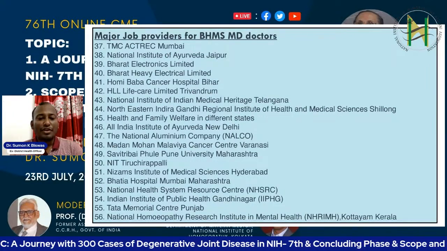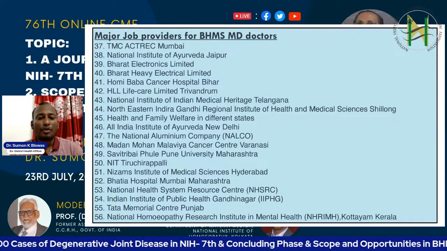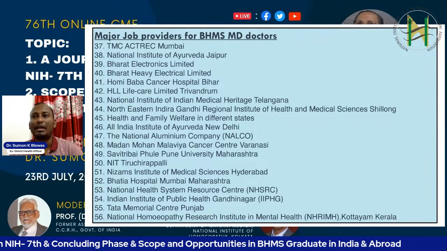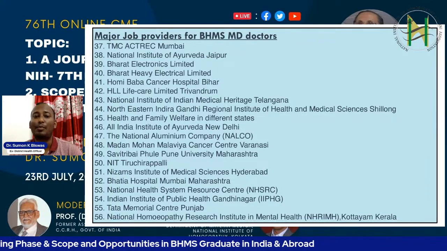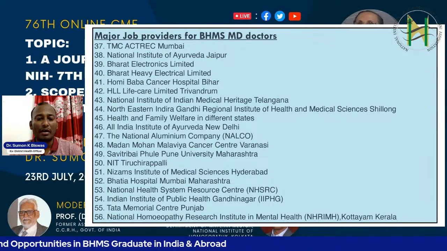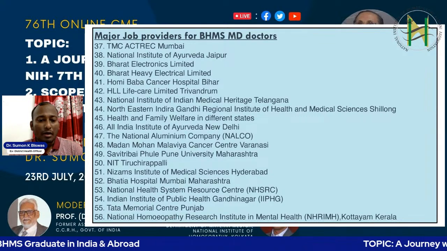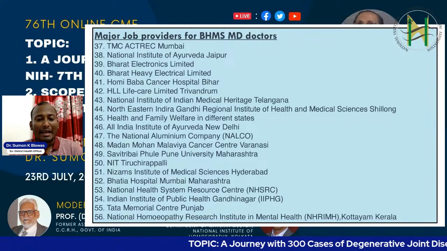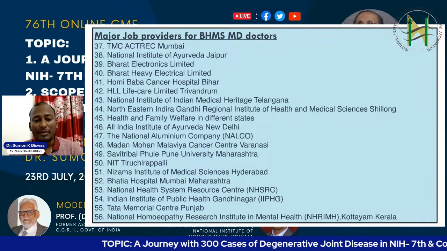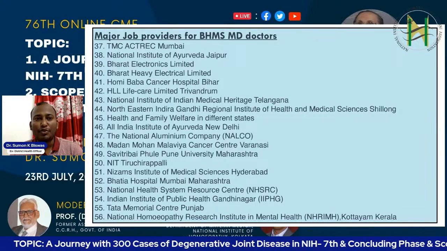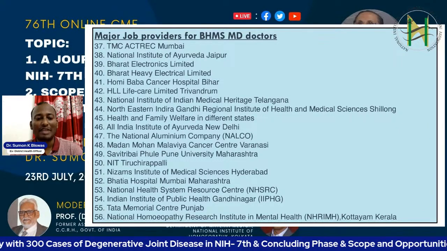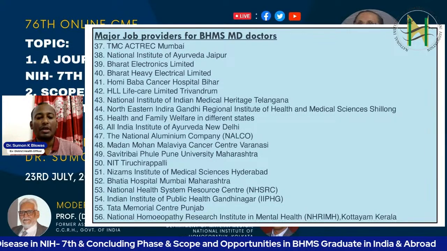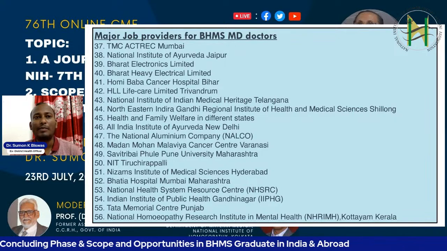The National Institute of Ayurveda in Jaipur also has opportunities. Bharat Electronics Limited, Bharat Heavy Electricals Limited, Homi Bhabha Cancer Hospital in Bihar, even Homi Bhabha Cancer Hospital in Mumbai, they have opportunities. Even National Aluminium Company also has opportunities. There are so many NITs, and we have opportunities to work as SRF or JRF in NITs also. So you have to look at the circular of that institute. They always give opportunities.